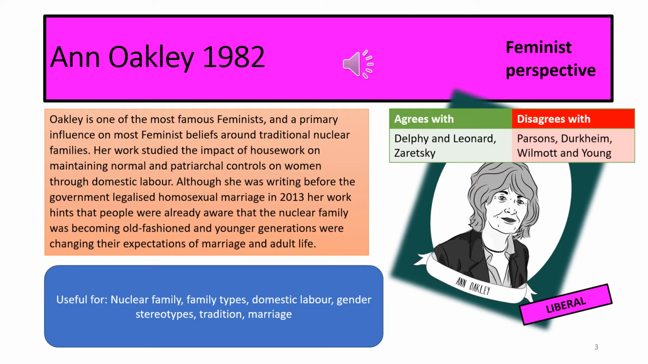The second feminist study comes from Oakley. It's an incredibly famous study. It was from 1982, so it's a decade before Delphy and Leonard. So just remember that if you're going to talk about where they came in terms of sociology. Oakley looked at the idea around the traditional nuclear family. Now when Oakley was writing, the nuclear family was a married couple with kids. Obviously things have changed since then, so that's something that you can use in the essay to critique Oakley.